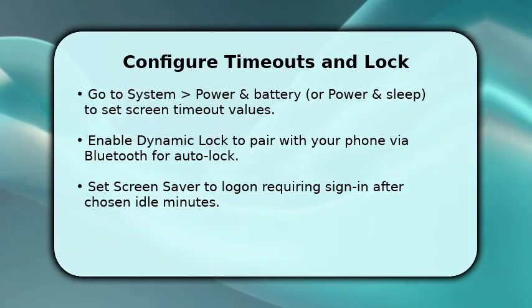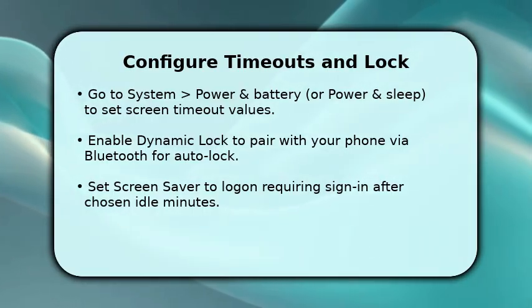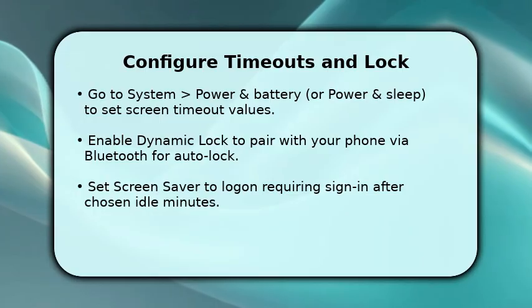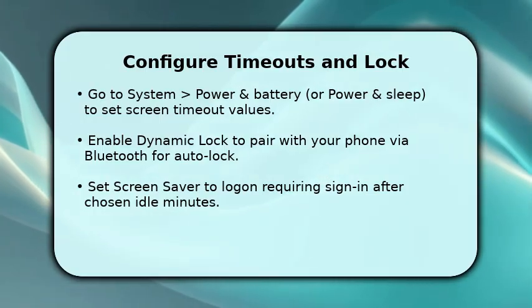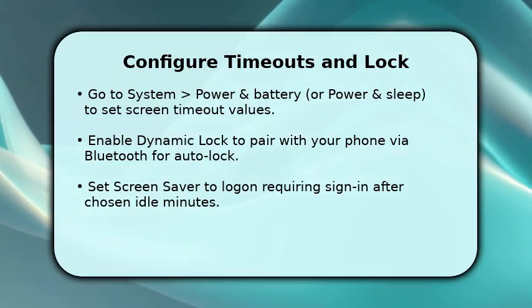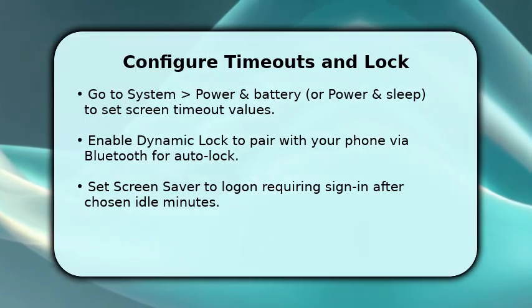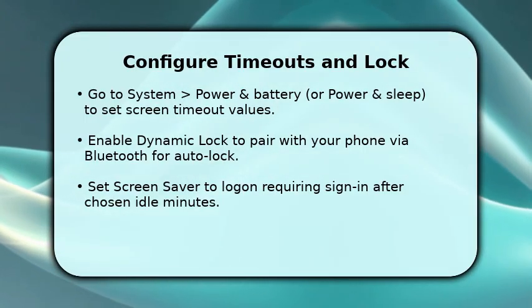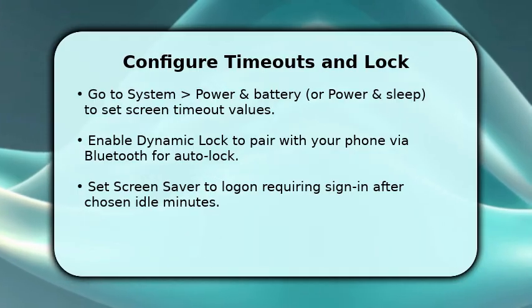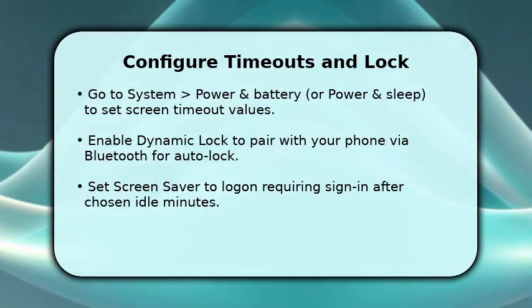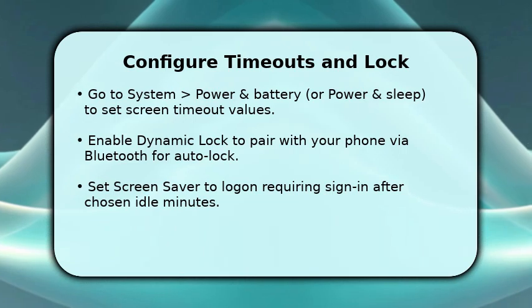You can enable Dynamic Lock, pair your phone via Bluetooth, and Windows will lock when the paired device is out of range, adding convenience and security. Additionally, configure a screensaver that requires sign-in after a few idle minutes. This works well when you need a very small idle window. Make sure Bluetooth drivers are up to date for reliability.